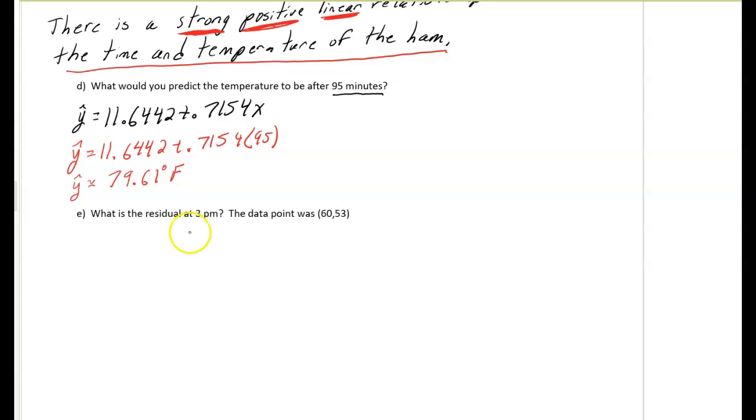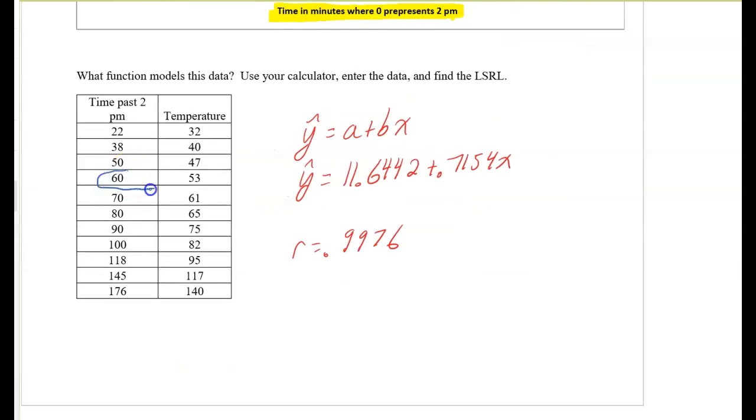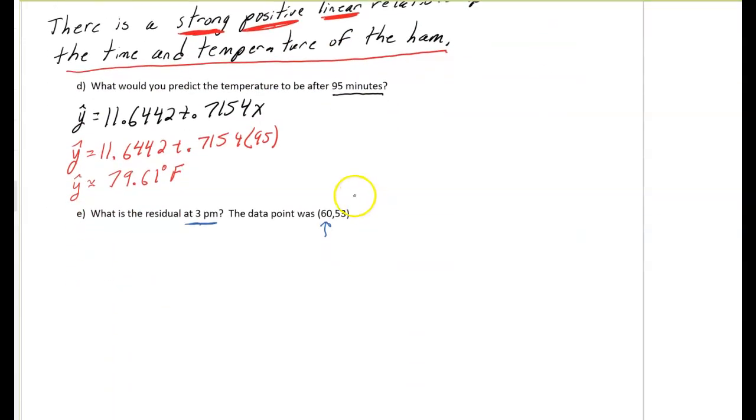The last part of this problem, I want to calculate the residual at 3 p.m. That means it's been cooking for 60 minutes. And when I look at the chart that was given, 60 minutes is right here. The temperature was 53 degrees. So that was the point. That's how I got this point here. Remember, this is the x and that is the y. The definition of a residual is equal to the actual minus the predicted. So it is the actual minus the predicted.